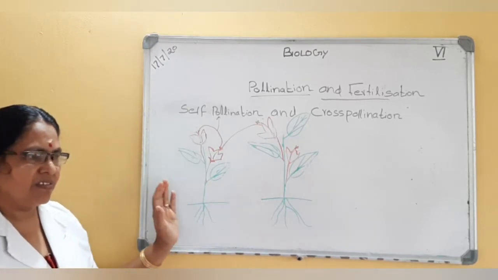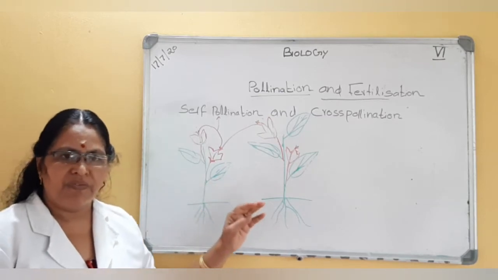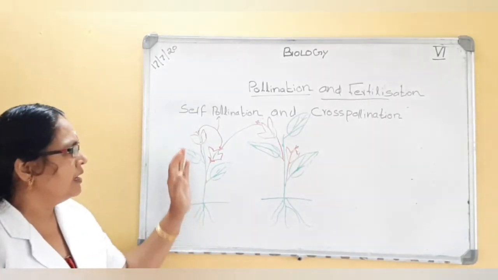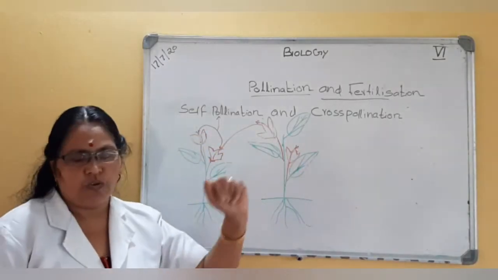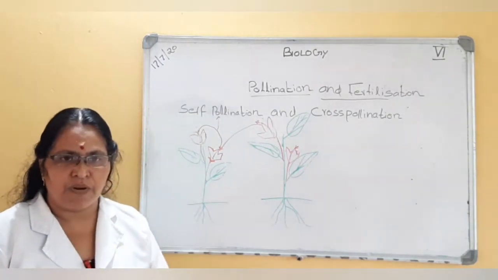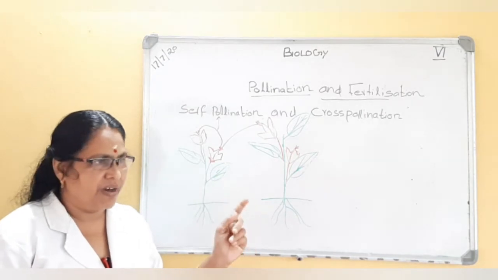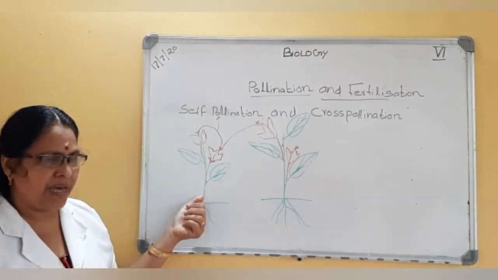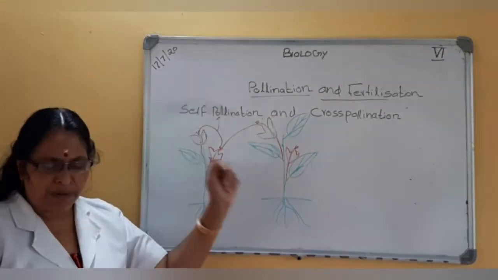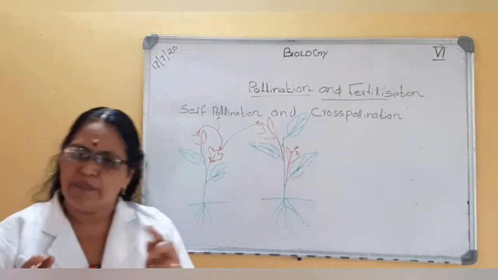That means if it is hibiscus, same type of hibiscus only. So like that, self-pollination and cross-pollination. Transference of pollen grains from anther to the stigma of the same flower or other flower in the same plant. Here another plant. So that is the pollination.